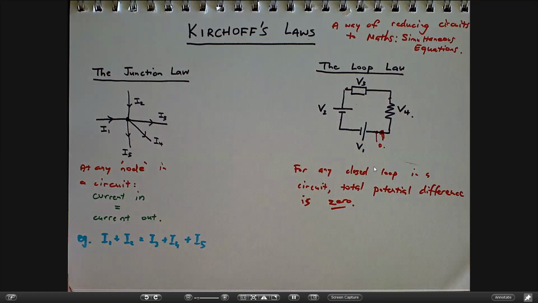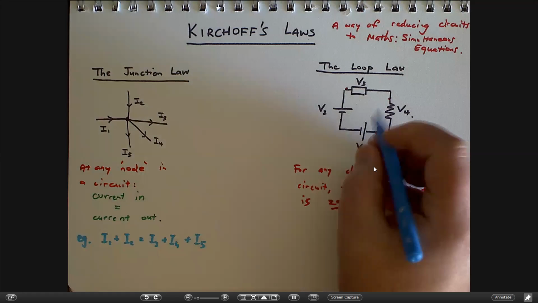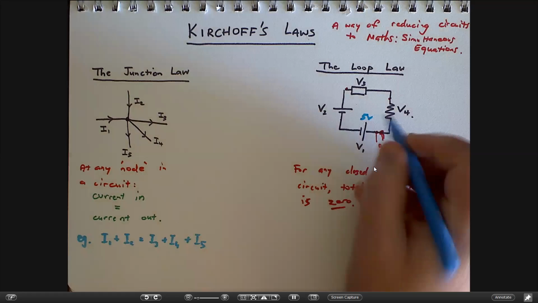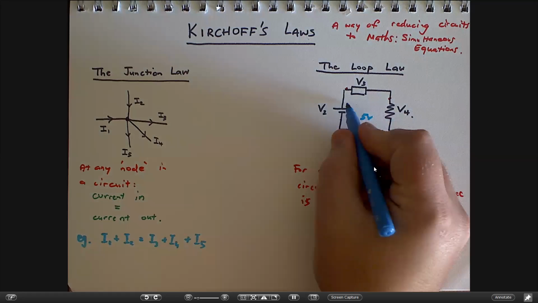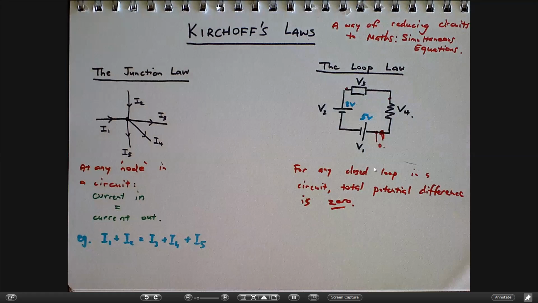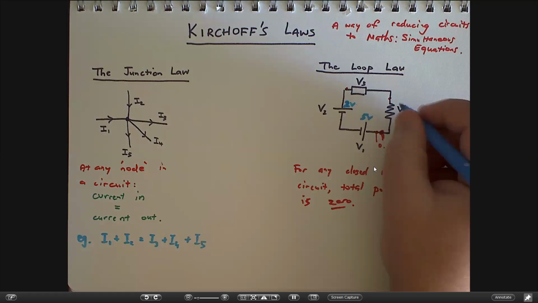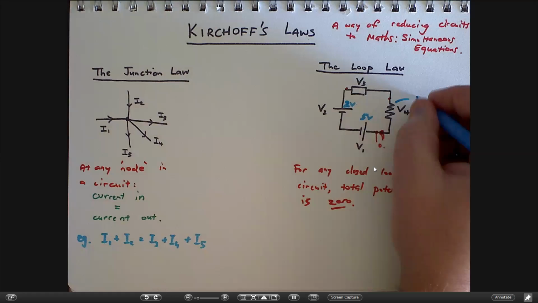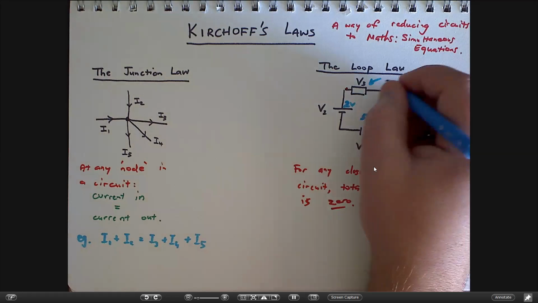Okay? So let me just put some numbers on these. Let's say this is a 5-volt battery, and this is a 2-volt battery. Can't really see that too, but 2-volt battery. And let's say this is a 10 ohm resistor, and this is a 6 ohm resistor.